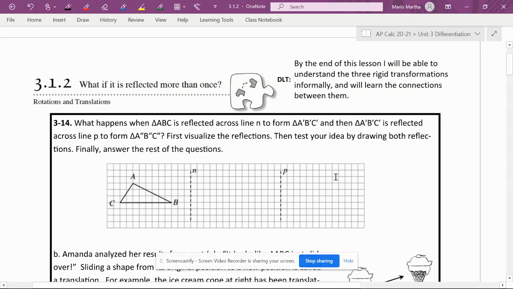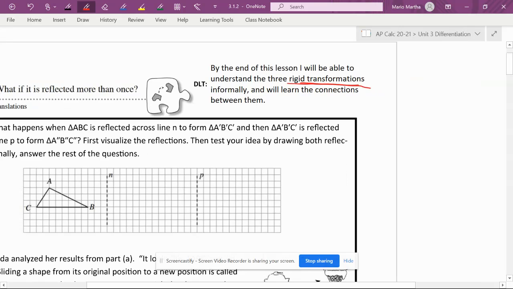When we talk about rigid transformations, we're talking about something that will not change the object. It's doing something to an object and it will not change its size. It's only going to change its position in space. So we have three different types of rigid transformations.